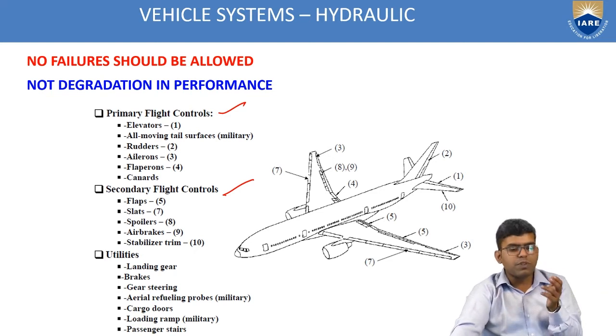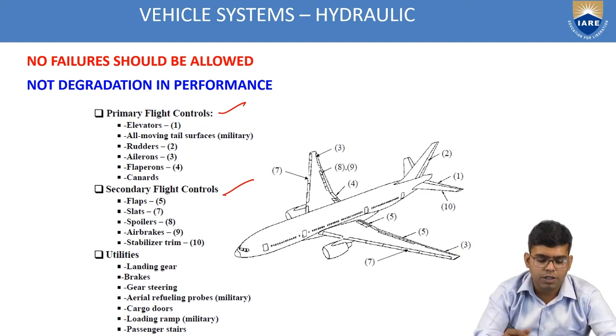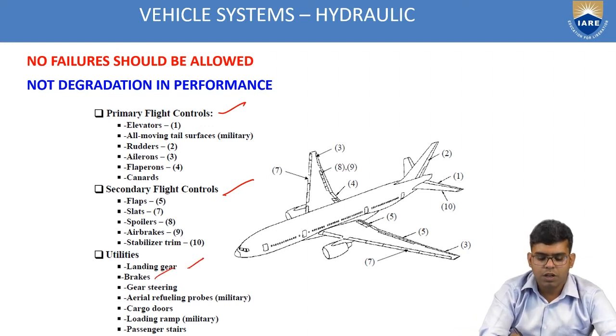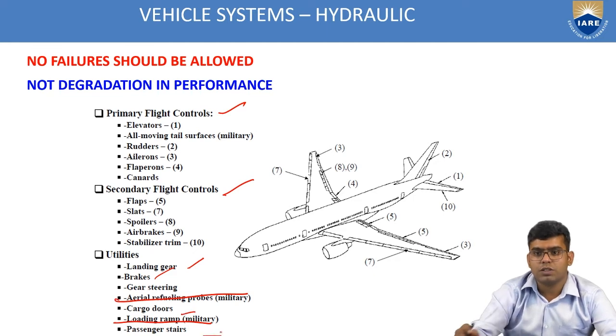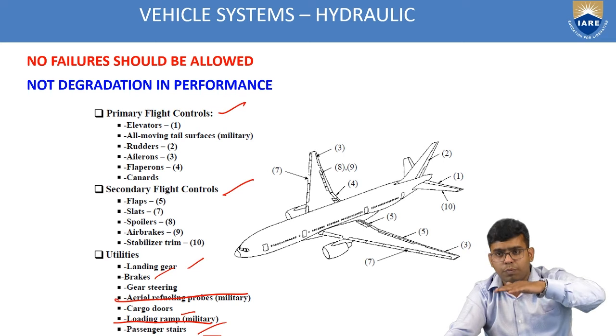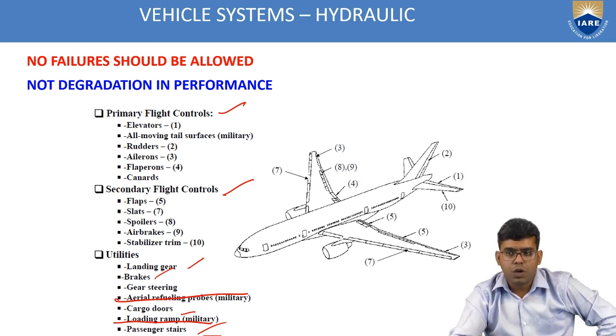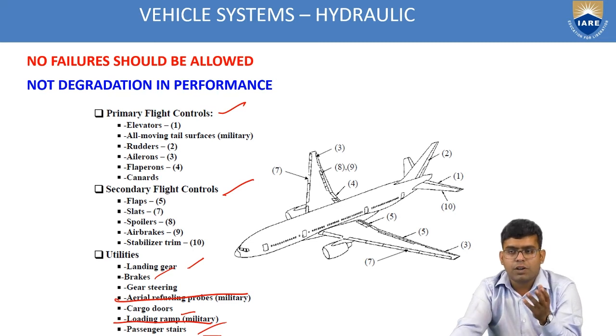Apart from the primary and secondary flight controls, we also have the utilities. In the utilities, you have the landing gear and the brakes. When you are considering civil aircraft, you don't need aerial refueling and loading pumps. You have cargo doors and passenger stairs, like when you open the downside of an aircraft. So you have all these systems which are actually operated by the hydraulic subsystem.